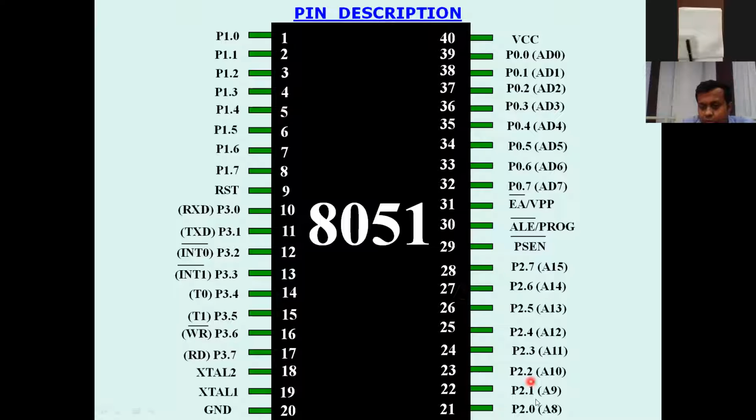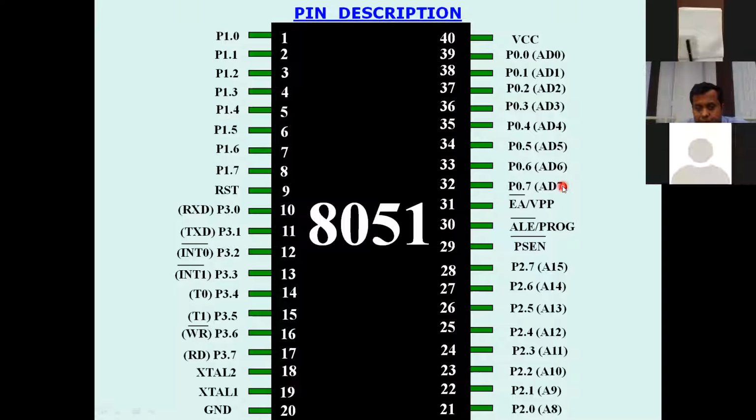Next, P2.0 to P2.7, this is port 2, also used as the higher order address bus, A8 to A15. Next, port 0 is P0.0 to P0.7, which is also used as AD0 to AD7, meaning address/data bus multiplexed. So P0.0 to P0.7, P2.0 to P2.7, P3.0 to P3.7, and P1.0 to P1.7.